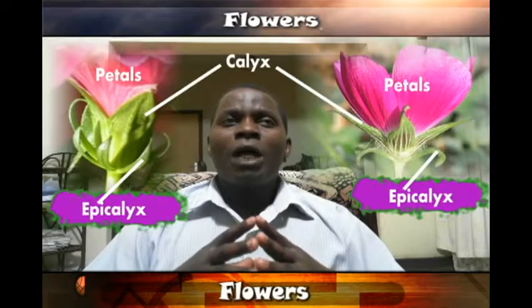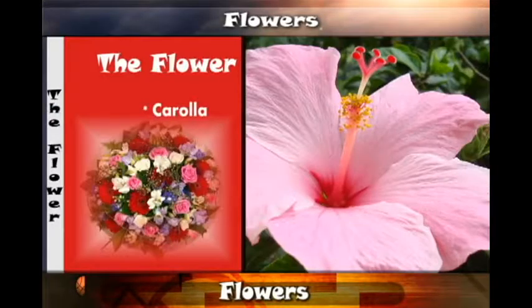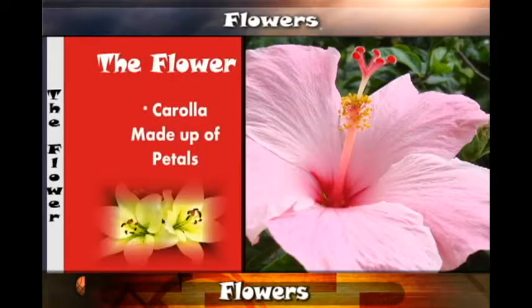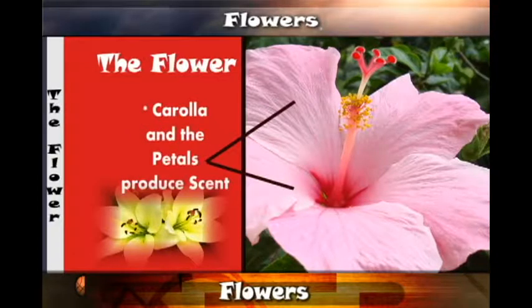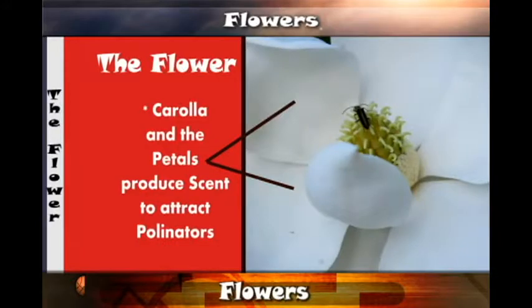We have now another part, which is the corolla. We have said that it consists of the petals, and the corolla and the petals are known for the production of scent. They produce scent, and also they attract pollinators or insects. That scent which is produced is the one that attracts the insects, and most of the insects are the pollinators.